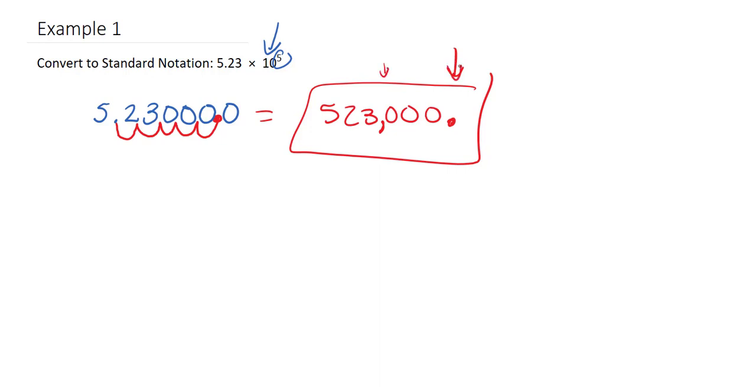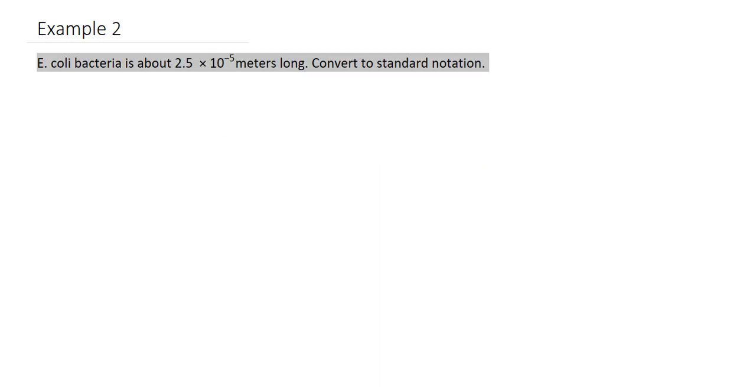Now let's do another example. Example 2. E. coli bacteria is about 2.5 times 10 to the negative 5th meters long. Let's convert this to standard notation. If we have a negative exponent, that means we need to move the decimal to the left to make it a smaller number, right? So we're going to make a smaller number that way.